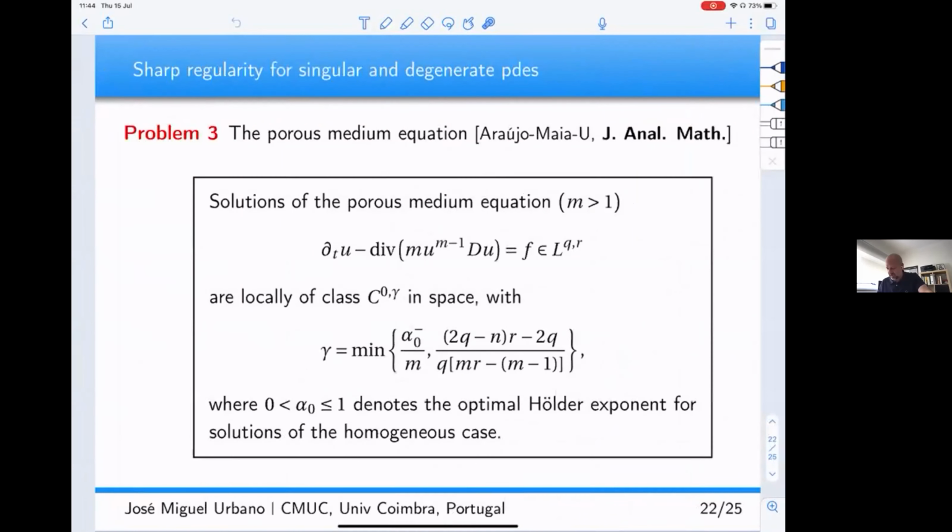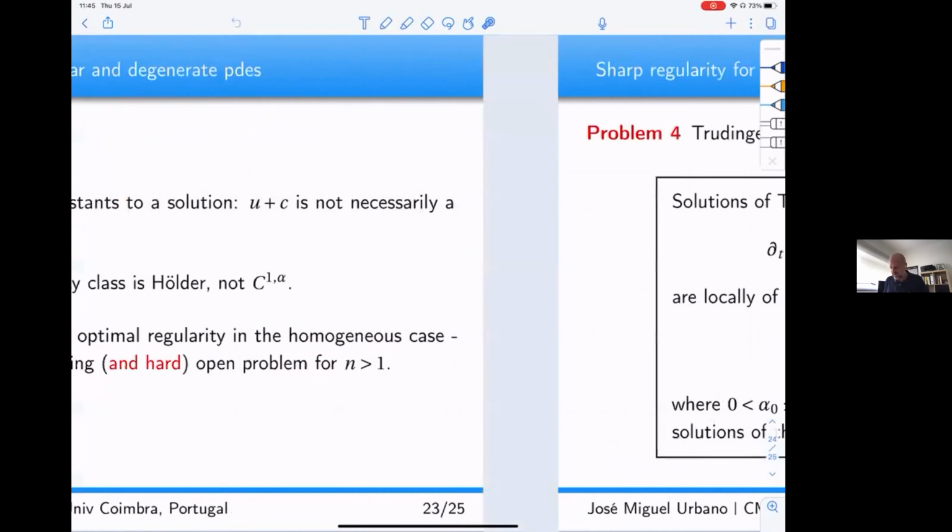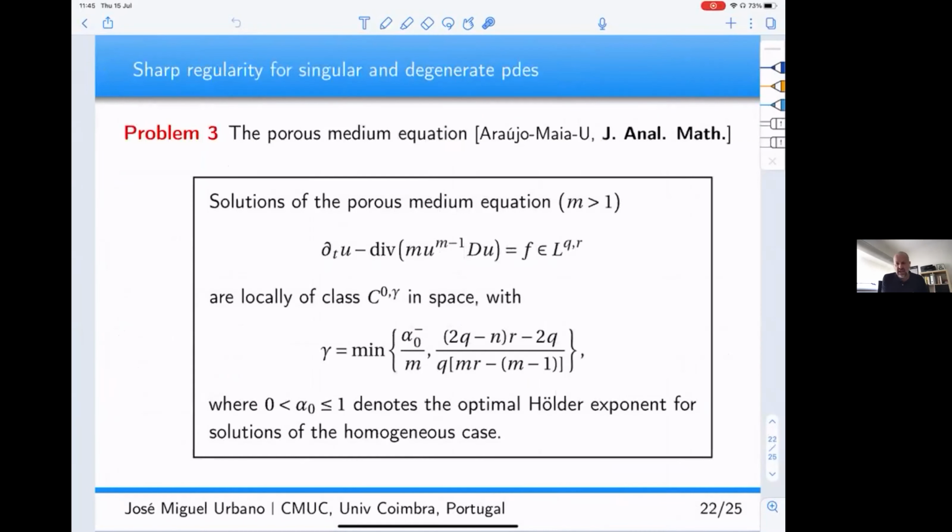So very briefly, there are also results for the porous medium equation, and for the Trudinger equation. Since I'm a little bit over time... No, don't worry, you have time to finish. Okay, but that's basically what I wanted to say. So another famous degenerate PDE is the porous medium equation. The degeneracy here is a little bit different because you don't get degeneracy at critical points, but at points where the function itself is 0.